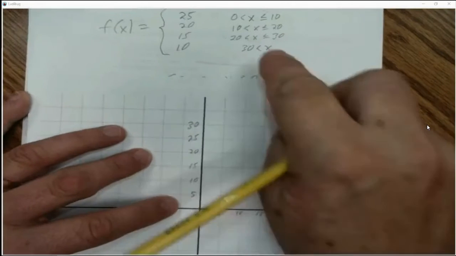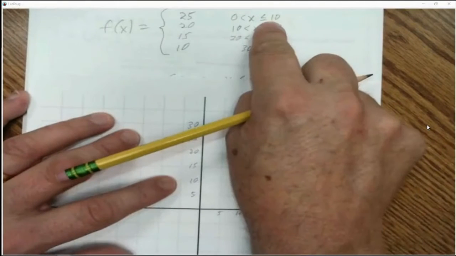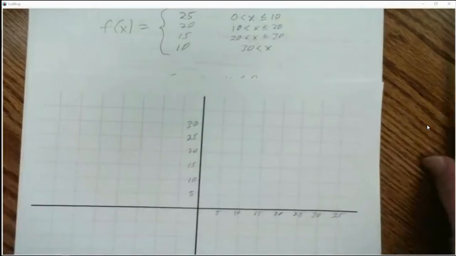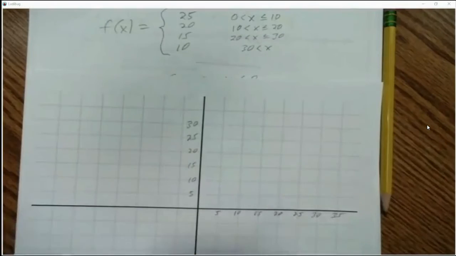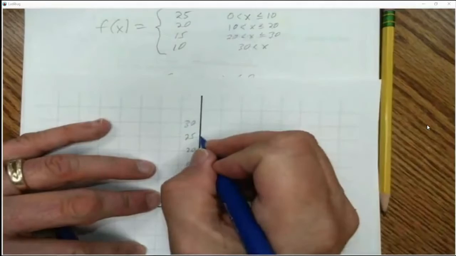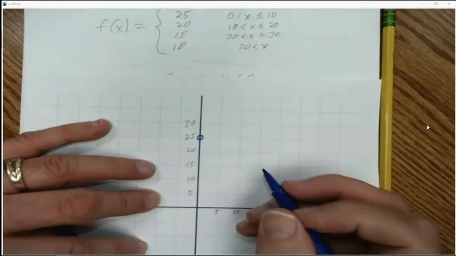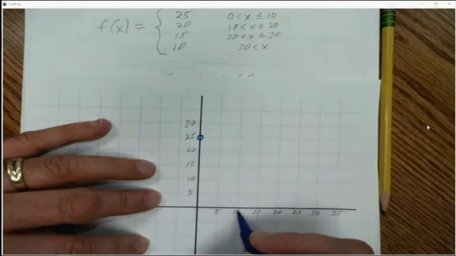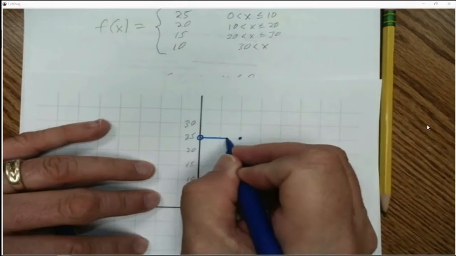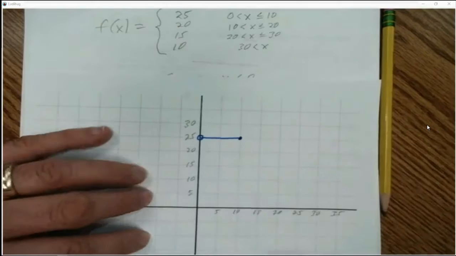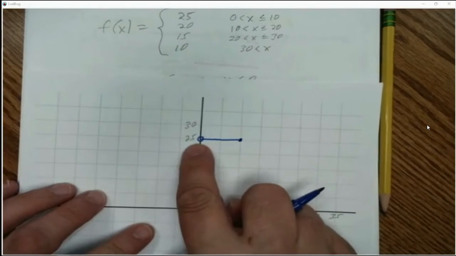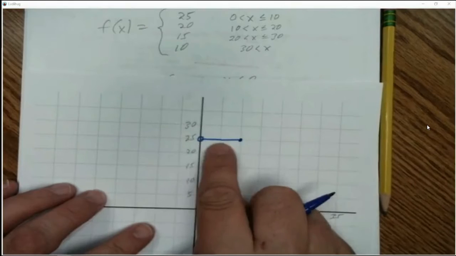So anytime it's greater than 0 and up to including 10, it's 25. So if I graph that, 0 is not included, so I'm going to put a hollow circle there. And it goes up to 10 shirts, and that is included. And it's 25 that entire time. So if I want to know the price of 5 shirts, I can go here and say that 5 shirts cost me $25 each.